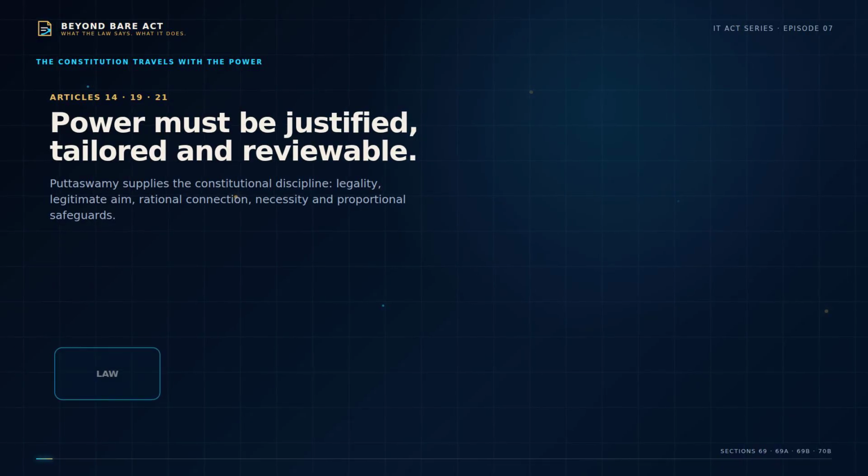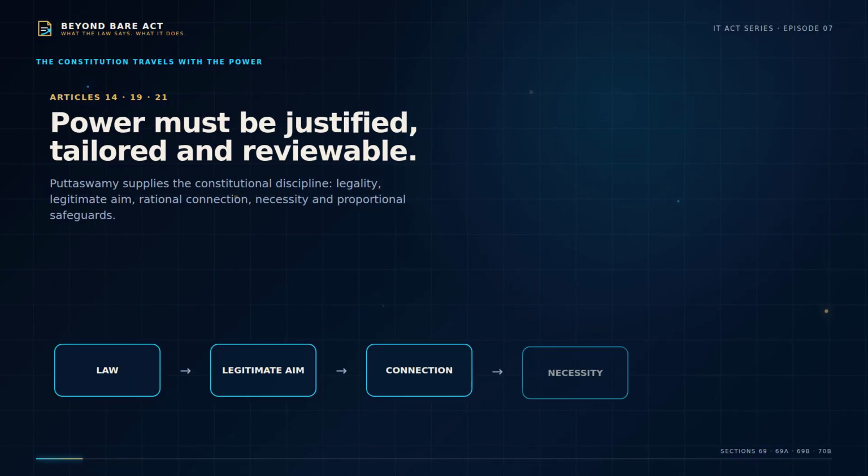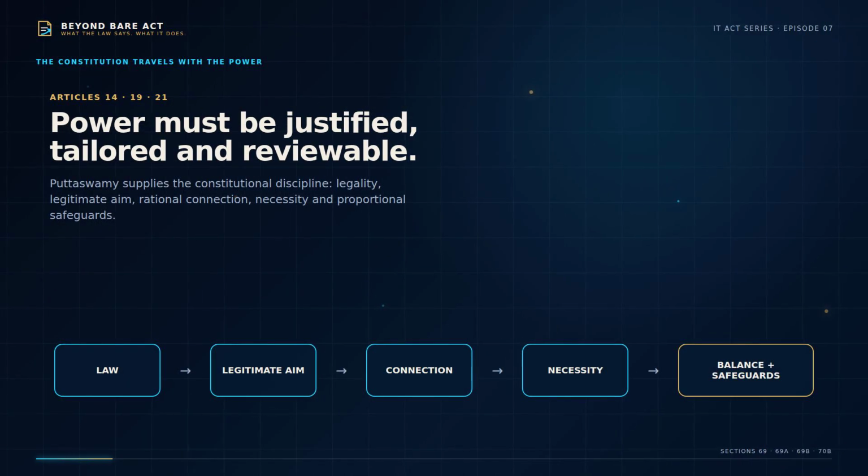None of these powers operates outside the Constitution. Interception can affect privacy under Article 21 and expression under Article 19. Blocking directly affects expression and may also affect trade carried on through the Internet. Article 14 requires state action to be non-arbitrary. In Justice K.S. Puttaswamy, the Supreme Court recognised privacy as a fundamental right. For our purpose, the decision supplies a disciplined test.